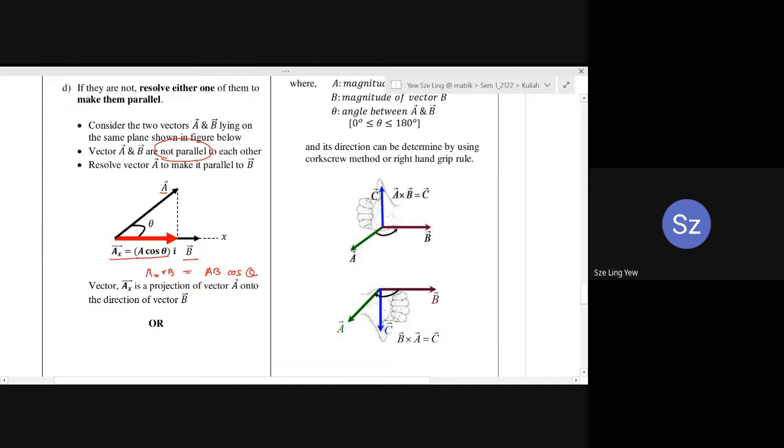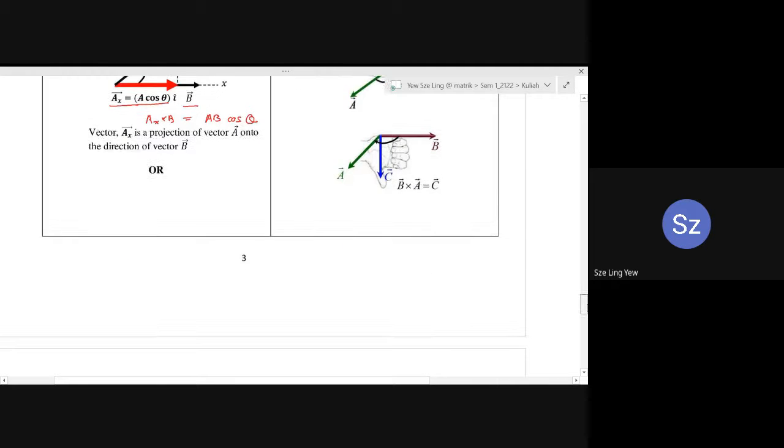The reason why we have this cos theta is because we resolve the vector. We want to make sure they are parallel to each other. Now, if given the case where they are already parallel to each other, then straight away you are going to get cos theta equals 1, and that means you're going to have a maximum value.